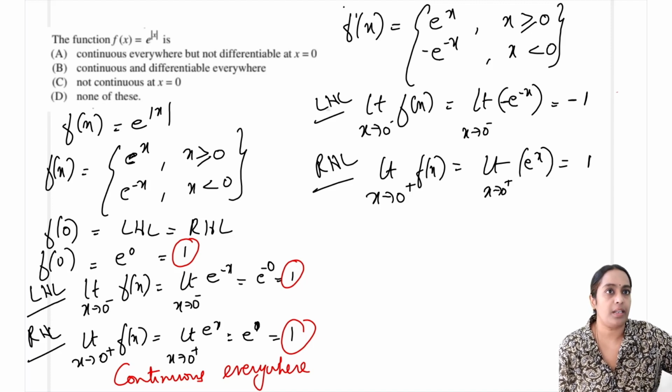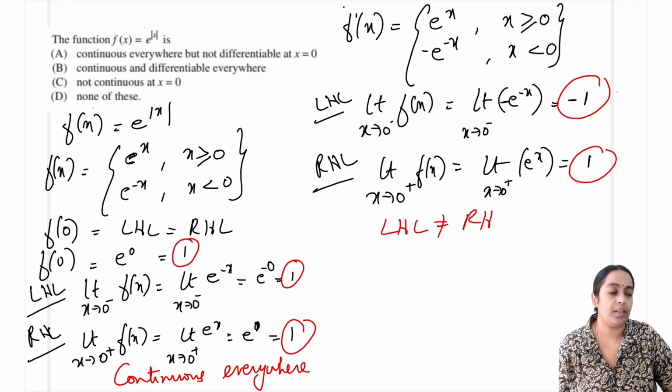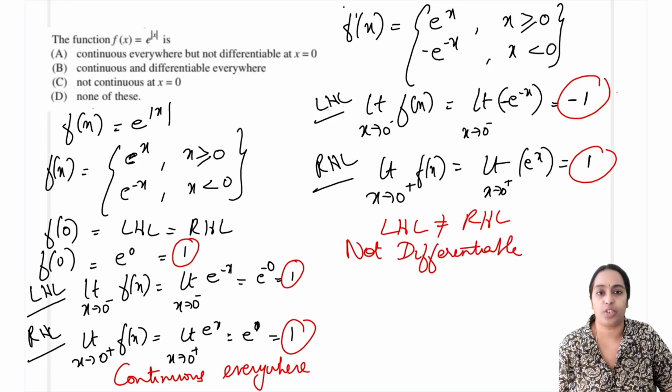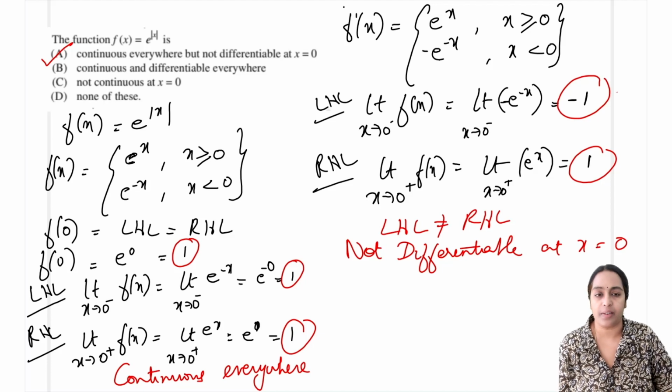When I see the answers of the left hand limit and the right hand limit, they are not equal. Which means the function is not differentiable at x is equal to 0. So it is option A: continuous everywhere but not differentiable at x is equal to 0.